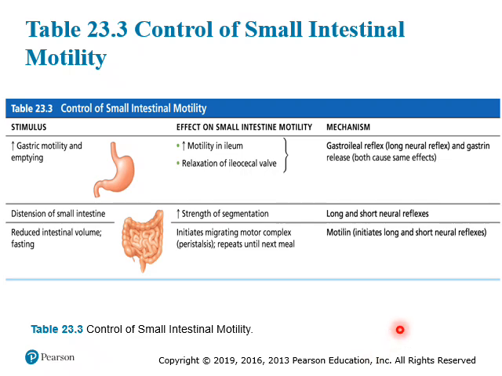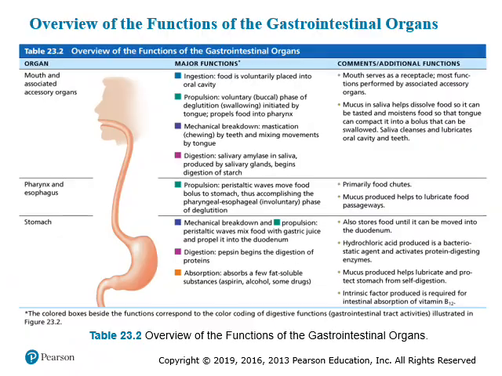Now here is a table that you can use to review the control of the small intestine. This particular table discusses the stimulus and the production of the substance that is involved in digestion, the effects of this substance on small intestine motility, and the mechanism by which the substance does its work in moving substances along the gut itself.